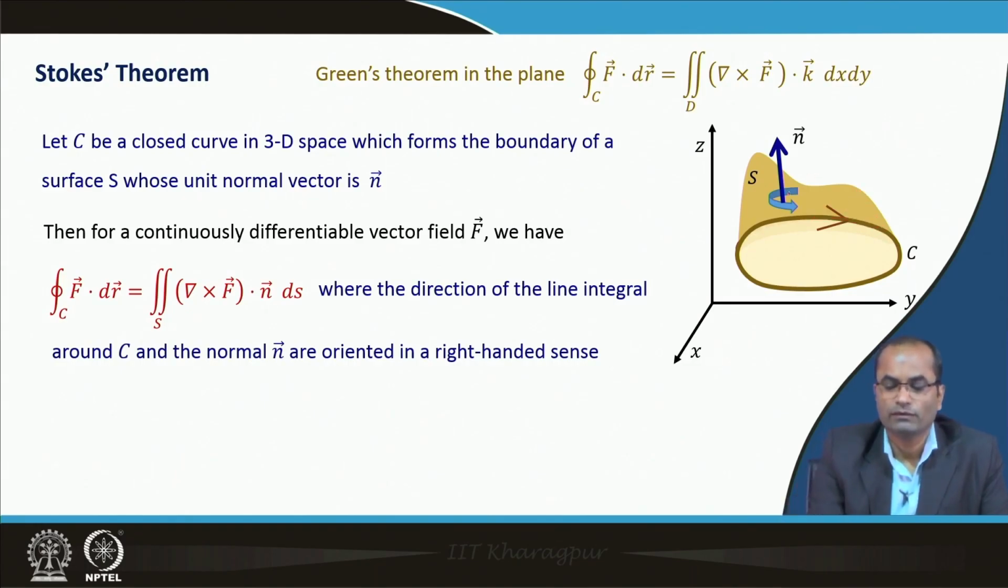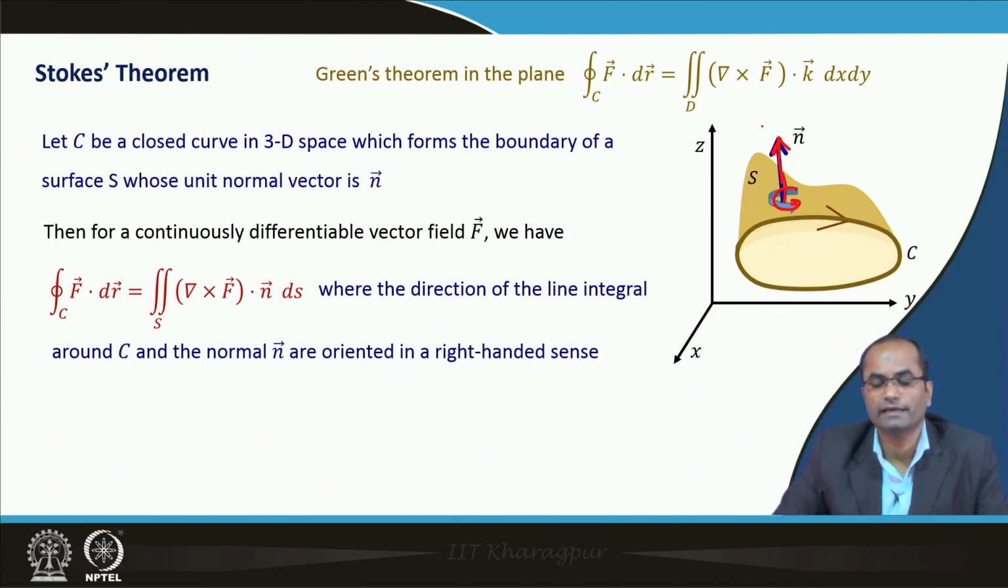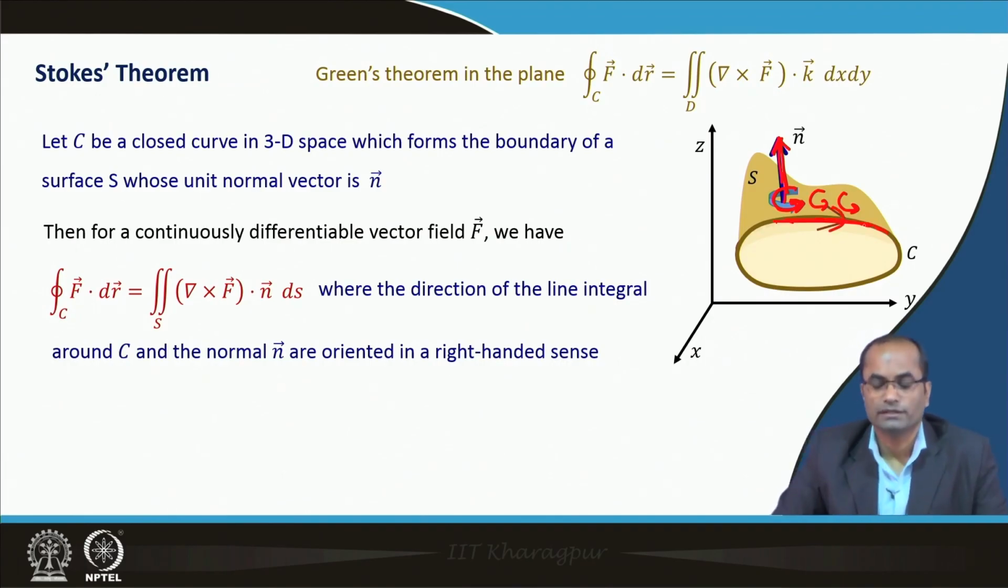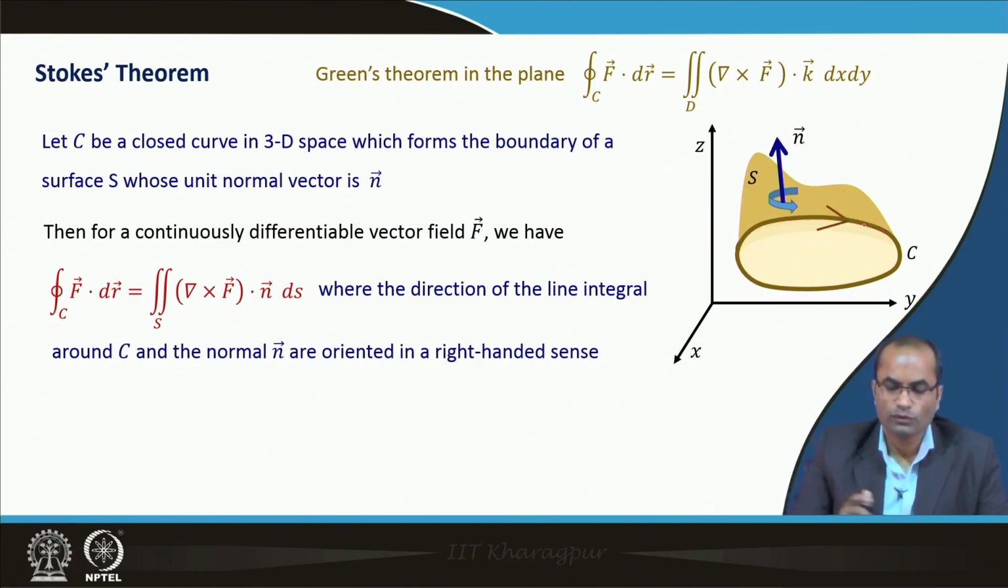The second way is that we can always use the right handed system. Suppose this is the normal direction we have taken at any point, and then we go with the right handed system. This normal direction suggests that the rotation will be in this direction, and that finally tells us what the rotation on the curve C will be. So, this is one way of understanding the orientation of C with respect to the orientation of n. We will go with this.